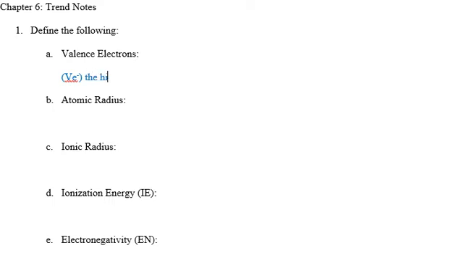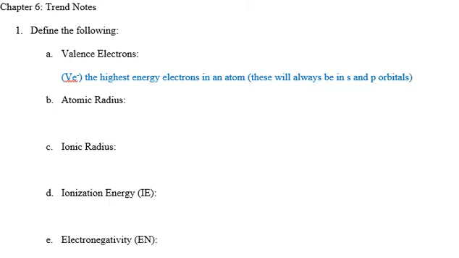These are the highest energy electrons in an atom, and these will always be in S and P orbitals. The highest energy electrons in an atom, which will always be in S and P orbitals. So if you remember the D block, when you get to the Ds, they're one energy level lower than the row number that they're in. So they'll never be your highest energy level. S's and P's are always going to be the highest energy level for an atom.